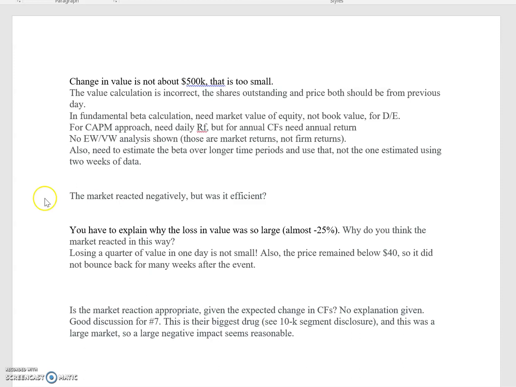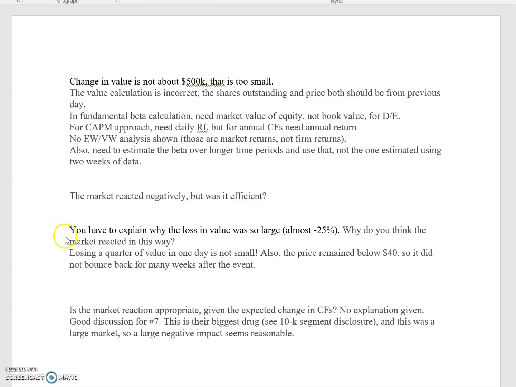So keep in mind, you're looking at the subsequent period returns, and that will tell you if it was efficient or not. The prior period return before the announcement will tell you if there was any leakage of information or not.